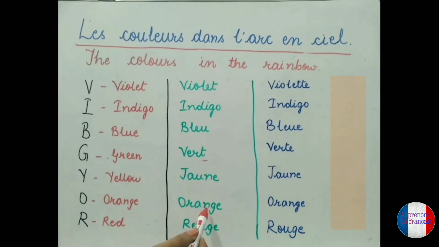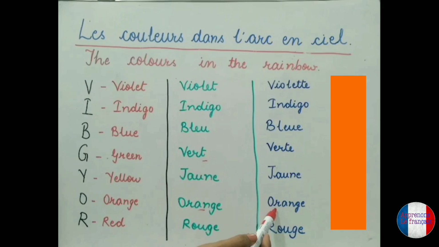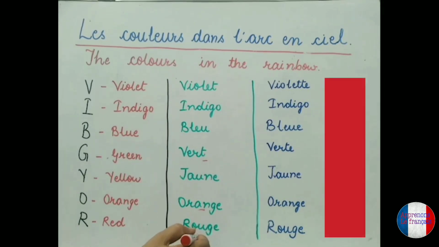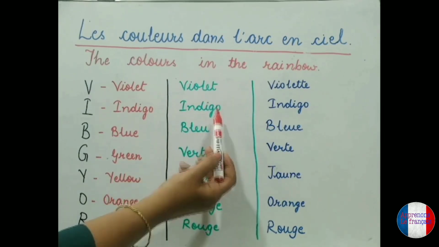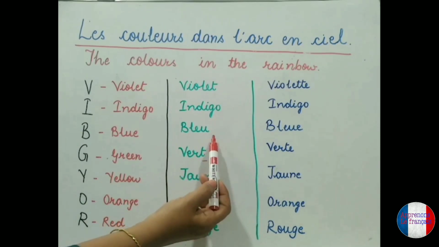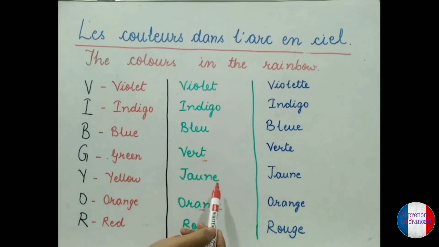Now the orange. Orange is orange. AN is pronounced as on. So it is orange. And similarly here again, as it is ending in E, feminine also is the same, orange. And then red in French is rouge. In feminine also it's the same, rouge. So I just repeat it once again. Violet, indigo, bleu, vert, jaune, orange, rouge.